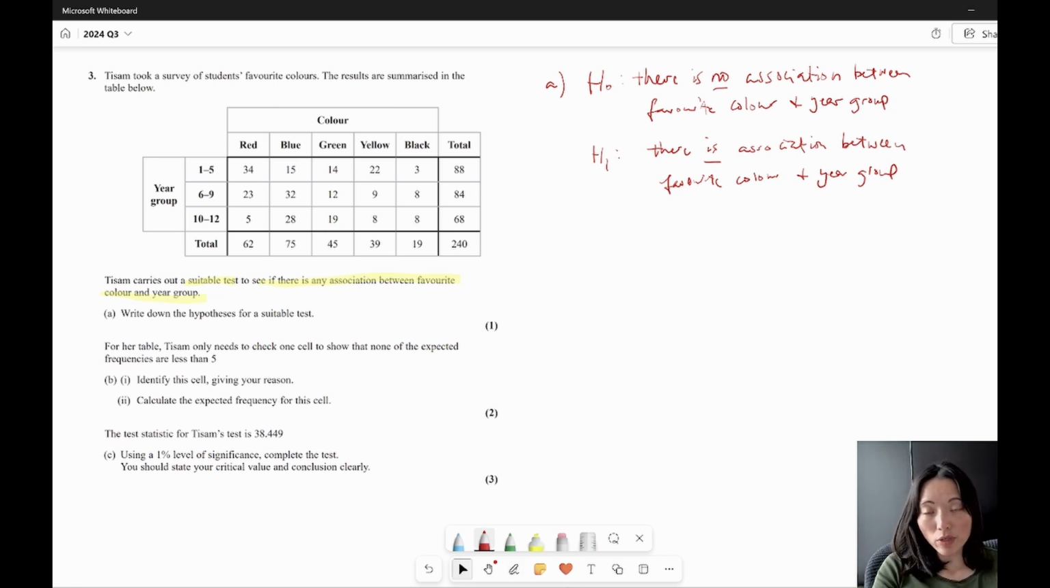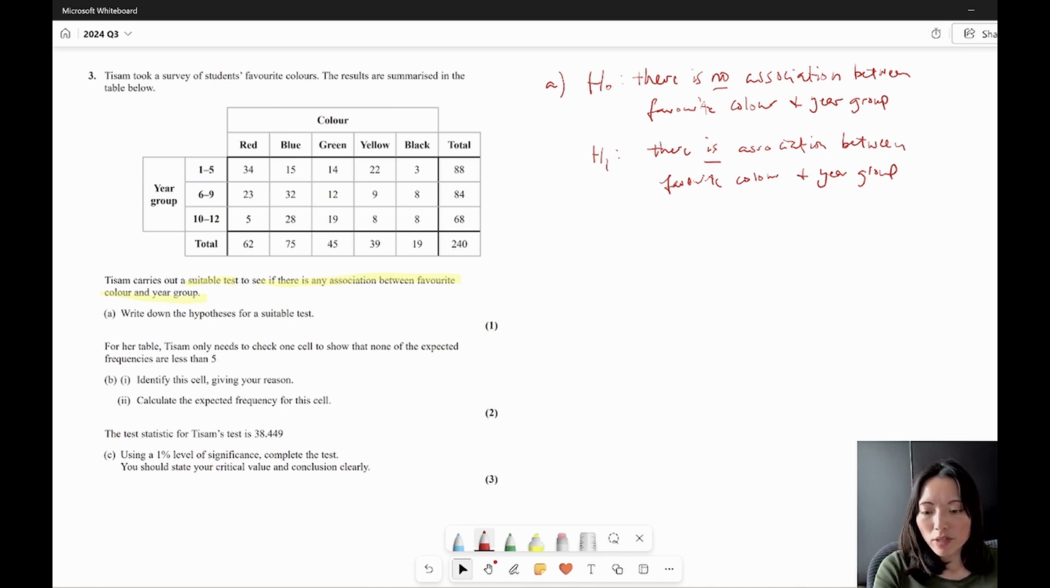Some of you might be wondering why the null hypothesis says there is no association and the alternative hypothesis says there is association, and not the other way around. The reason is that normally for the null hypothesis, we assume that there is nothing special. It's like in a courtroom, someone is innocent until proven guilty. So it's for us to prove if there's any association between favorite color and year group. Therefore, our base assumption is that there is no association.